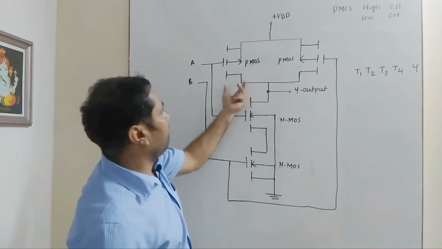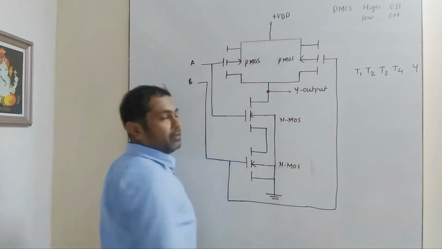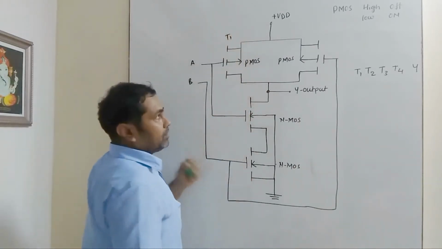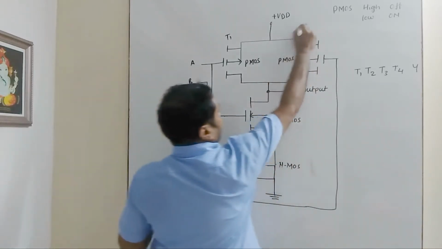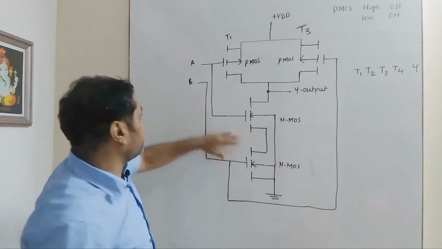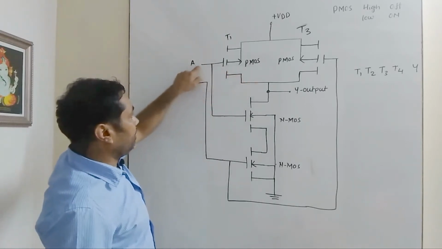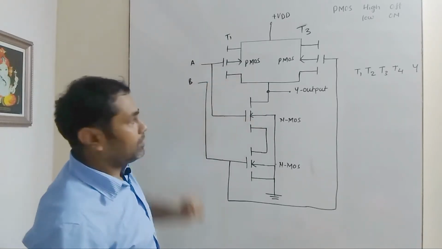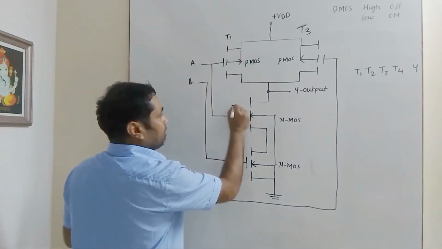These 2 P MOSFETs are connected in parallel. You can see the current conduction will be like this and like this. Suppose we name this transistor T1 and this transistor T3. We have made a complementary connection like this: this A terminal is connected to the gate of this PMOS, and at the same time it is connected to the gate of this NMOS. So PMOS and NMOS, these 2 transistors, make a complementary connection. That is why I will call this T1 and this T2.